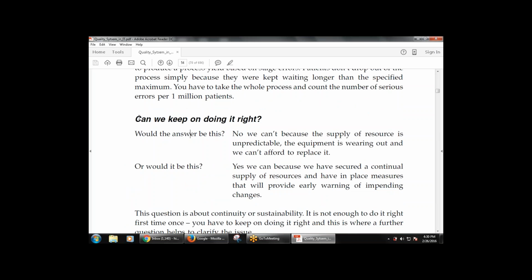The next question is, can we keep on doing it right? That means whatever we are going through, can we keep on doing it right? Whatever ongoing activity is available, is it correct or not? We can't, because the supply of resources is unpredictable. Whatever the suppliers provide is unpredictable. So would the answer be this?